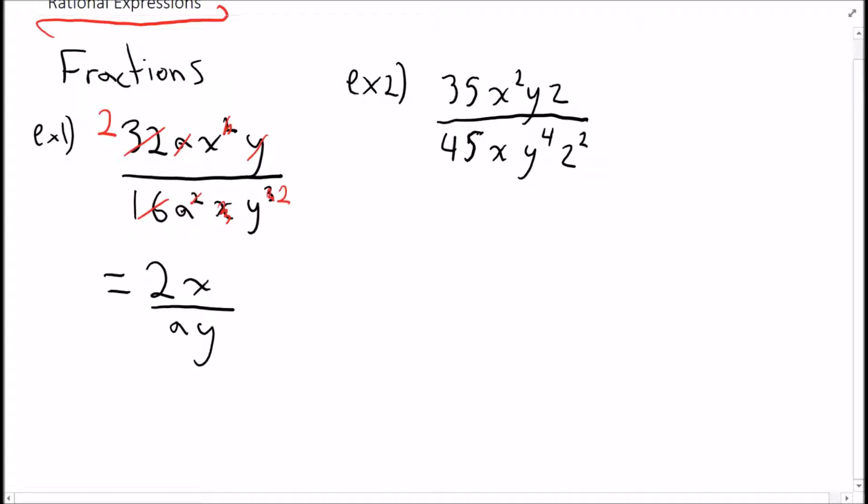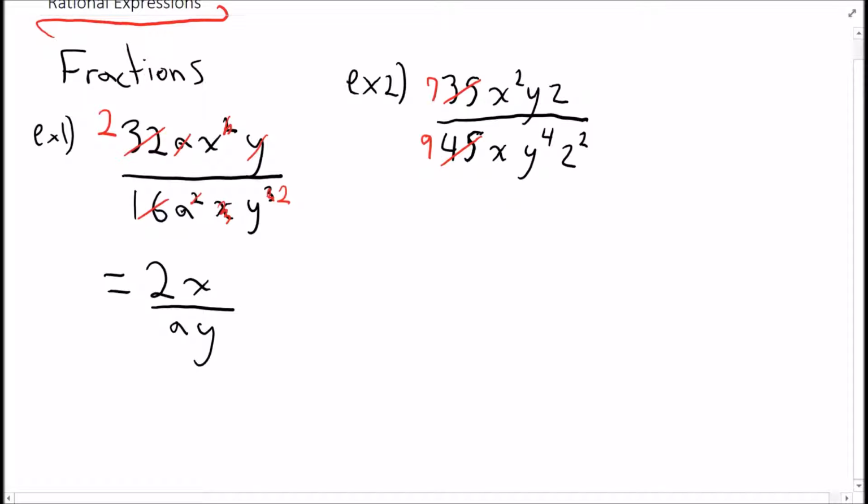Alright, so once again I want to look at what I could divide out of the numbers out front first. So what's common to 35 and 45? I could divide both of those by 5. And if I do that, I'm left with a 7 on top and a 9 on the bottom.